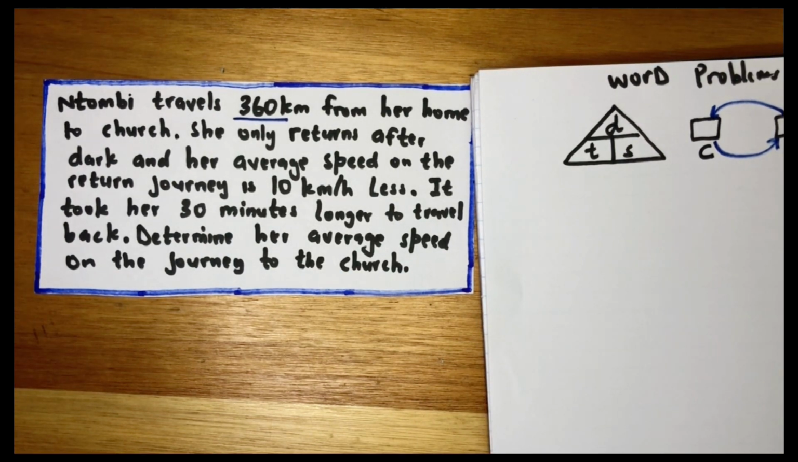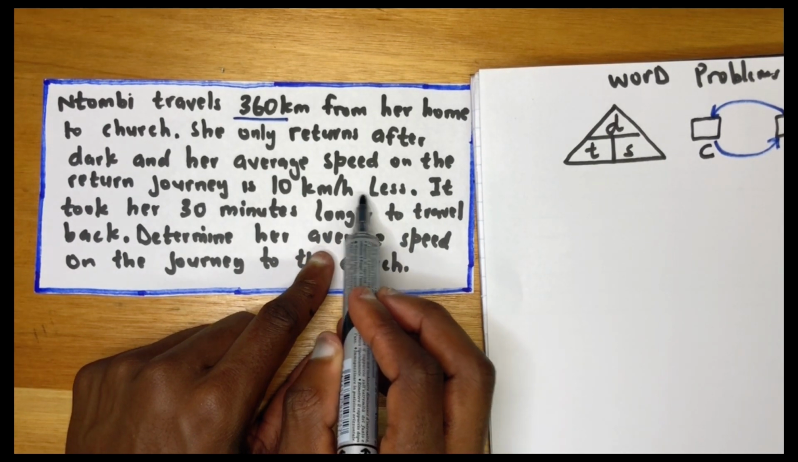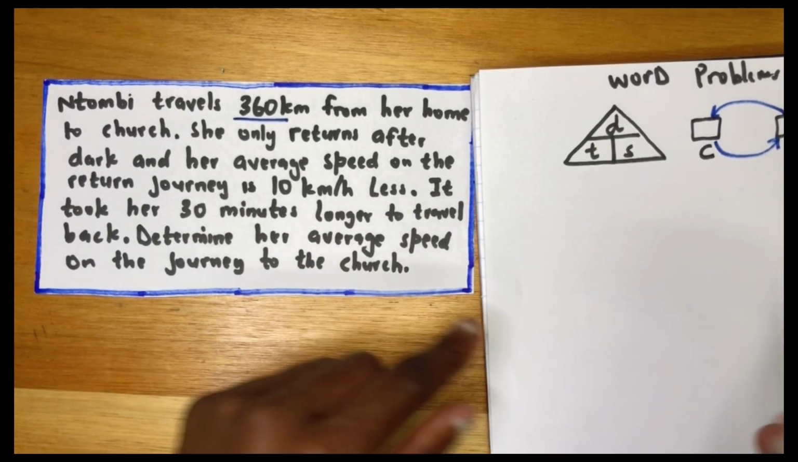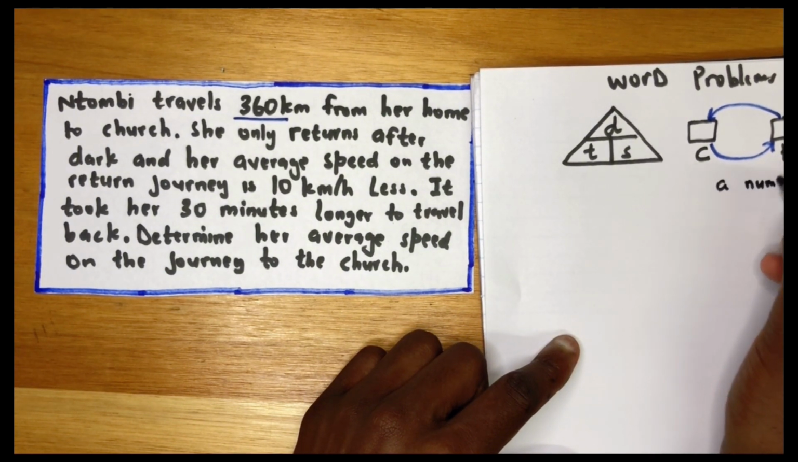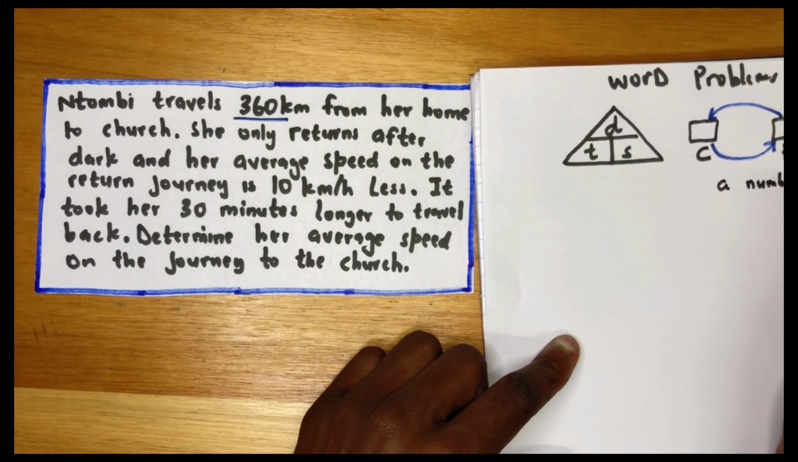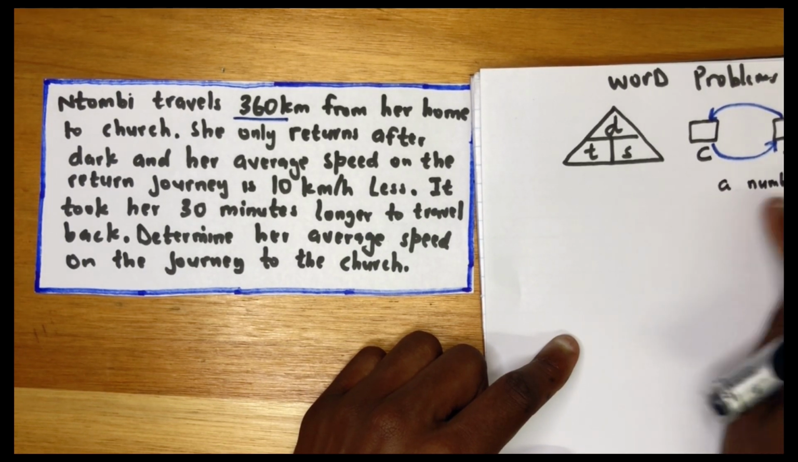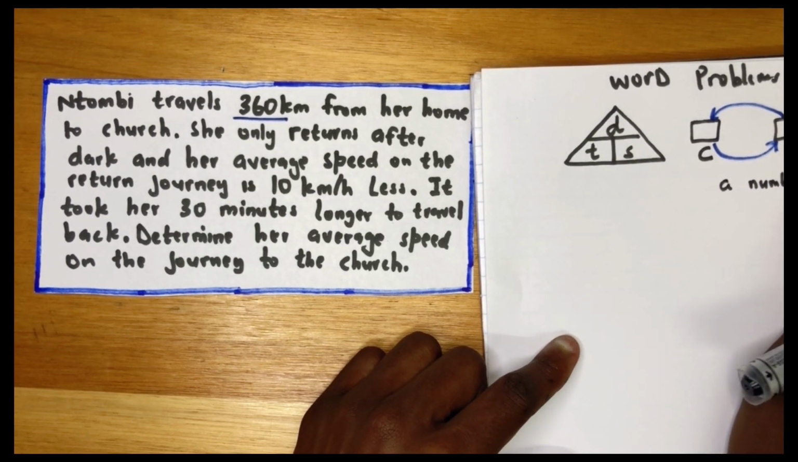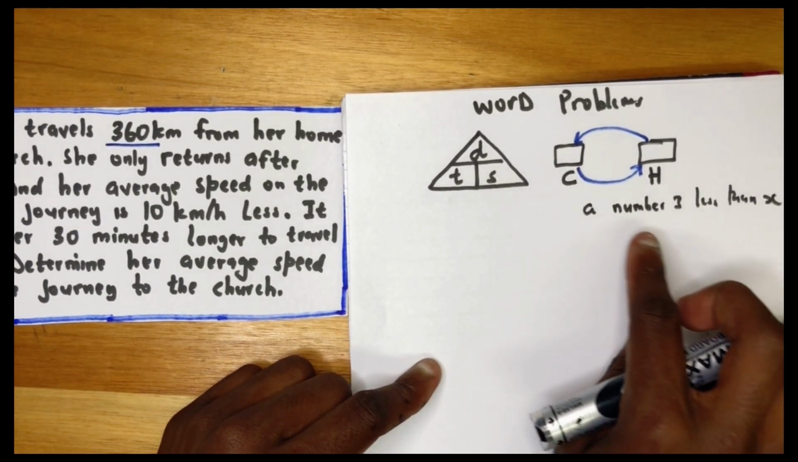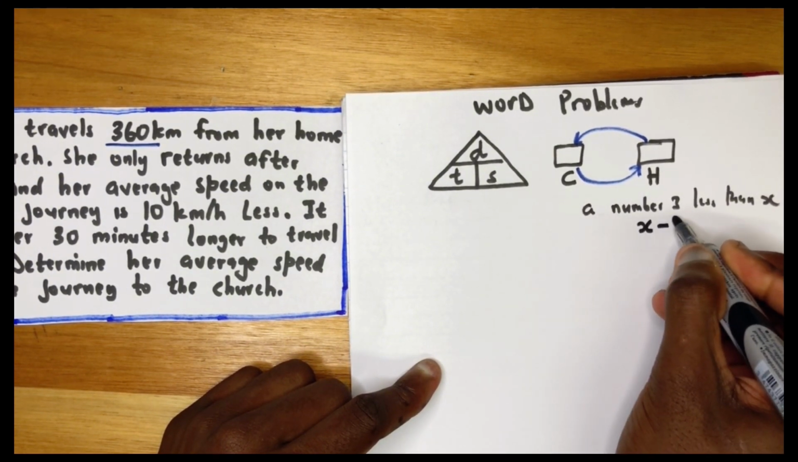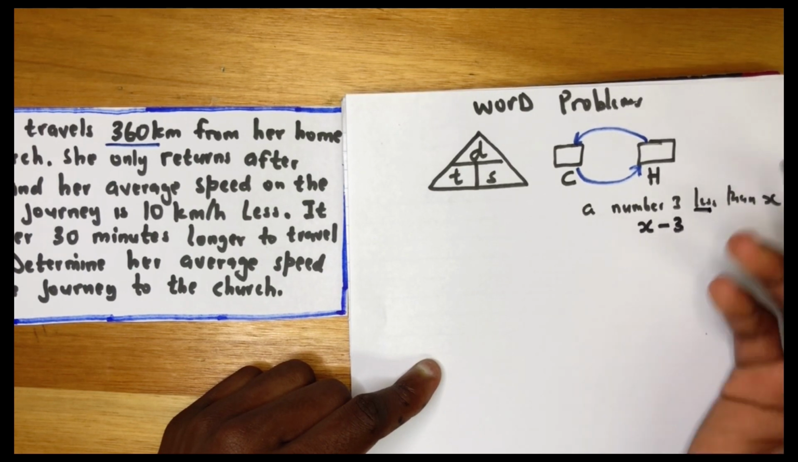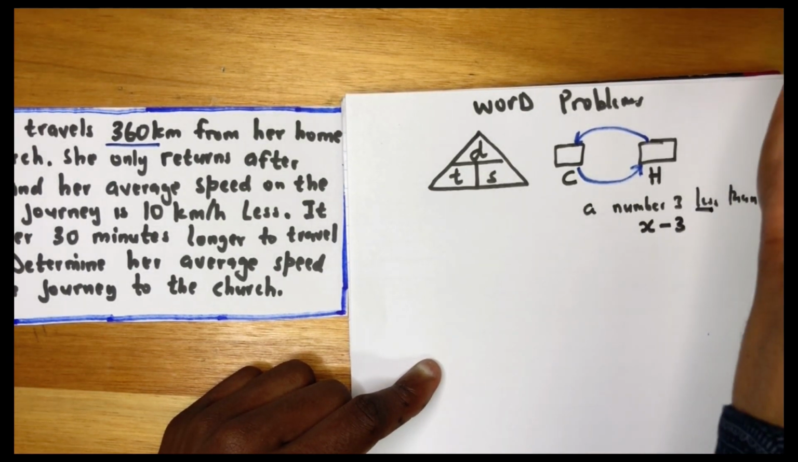Then we don't know, but they are telling us that it is 10 kilometers less. Remember, if I say, guys, maybe a number, let's say a number 3 less than x, to write this, a number 3 less than x can be written as x minus 3, because less means we have to subtract from the original.